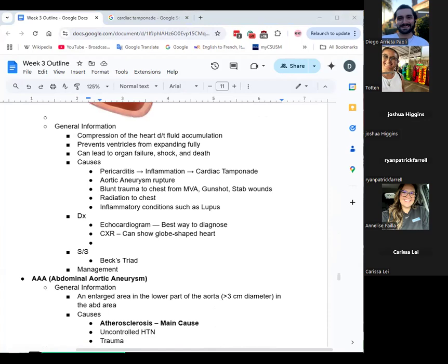Okay. So let's see, what do we say? Swan-Ganz. Yes, your PAWP is the pressure. So it's that pressure that's the preload on the left side of the heart. So it's pressure buildup, and that pressure buildup is due to the fluid accumulation on that side of the heart. So your PAWP is not how well that left side of the heart is working.